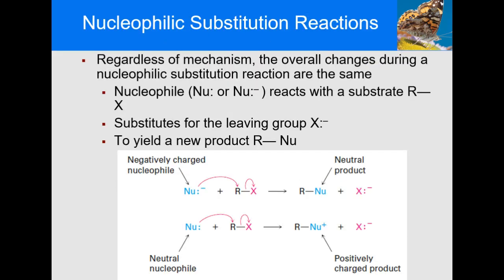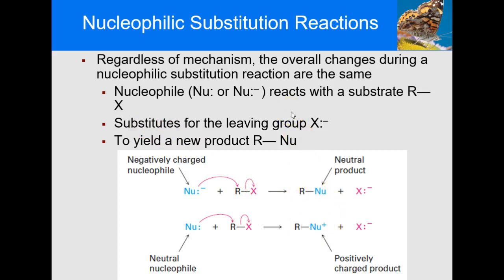Okay, so let's talk about the nucleophilic reaction. There's a lot of information on these slides. I'm going to try to go through them pretty slowly, but like I said, I'm going to go over it again in class so that we have a really good understanding of this. Regardless of the mechanism, whether it's an SN1 or an SN2, the overall changes during a nucleophilic reaction are the same. The nucleophile substitutes for your leaving group, which is a halogen, and you yield a new product.